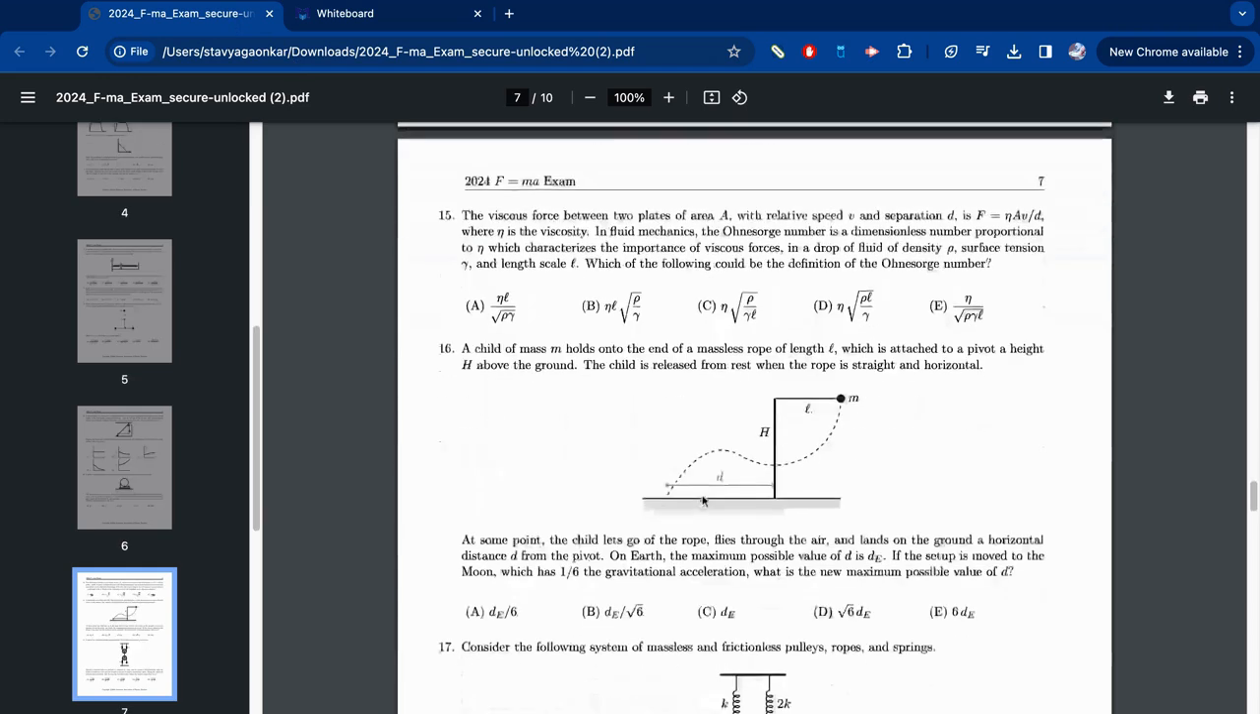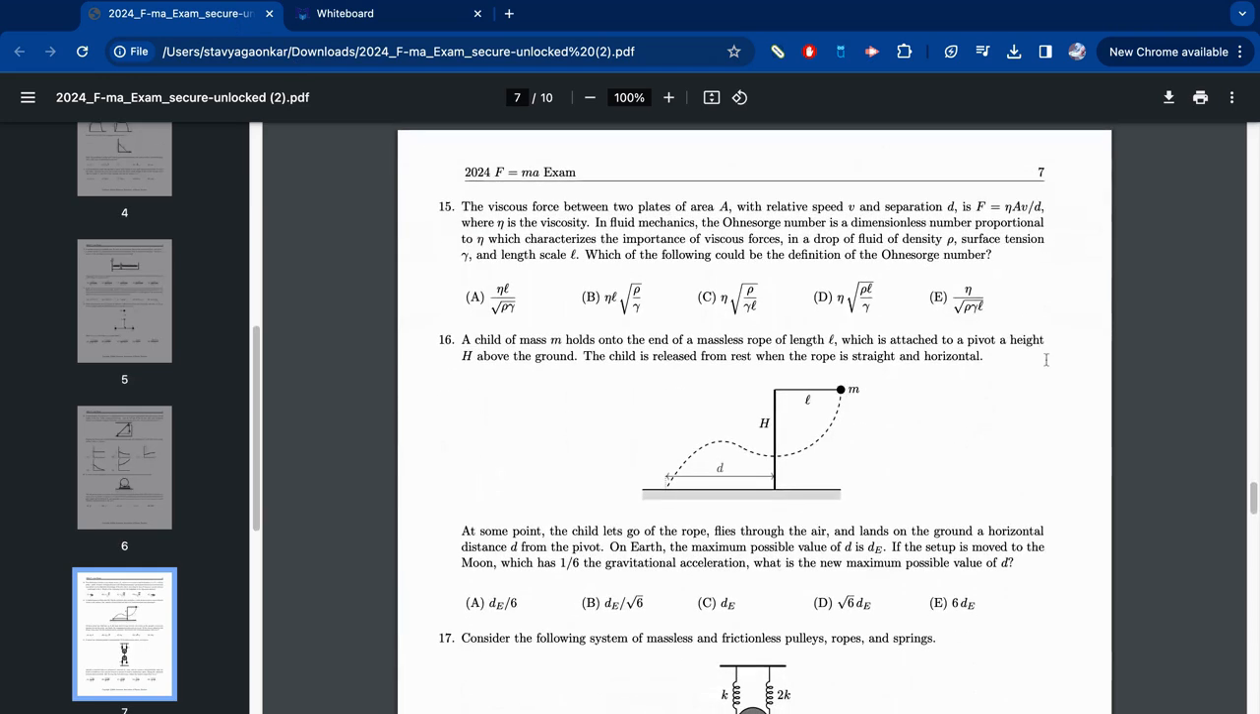Okay, moving on to problem number 15. The viscous force between two plates of area A with relative speed v and separation d is F equals NAV over d, where N is viscosity. In fluid mechanics, this number is a dimensionless number proportional to N, which characterizes the importance of viscous forces. Which of the following could be the definition of this number?